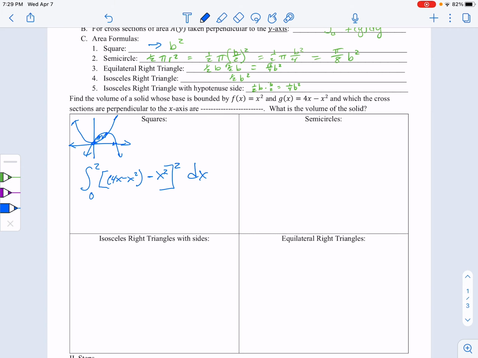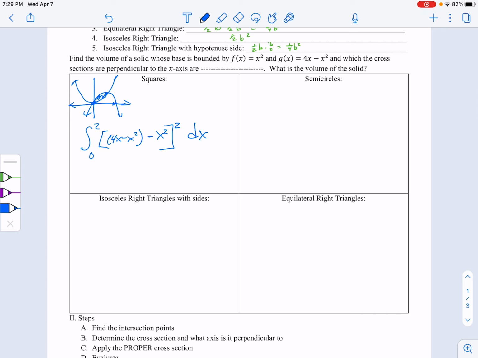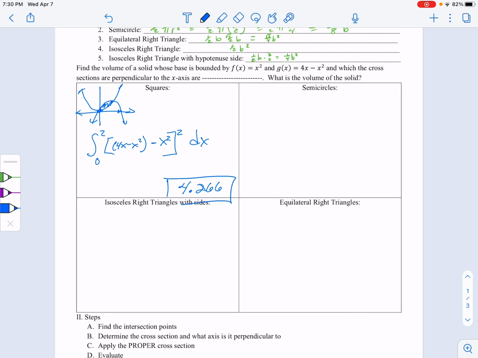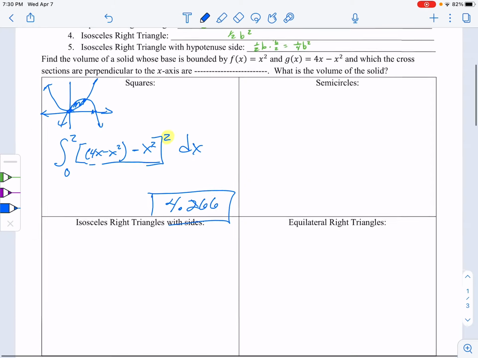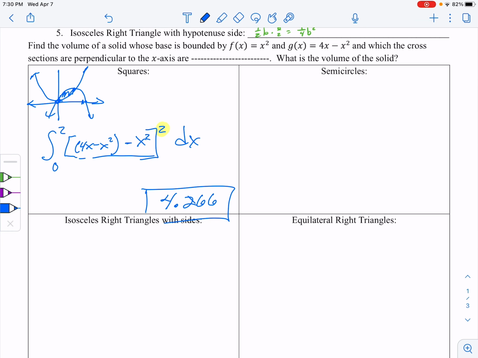And then you can just put that in your calculator, or you can do it by hand. You have to do both, but for the sake of this video, I just put them in my calculator. And that's the answer. Okay? Remember, if you're going to do it by hand, you have to FOIL this. Don't forget the square up here. All right, common mistake.